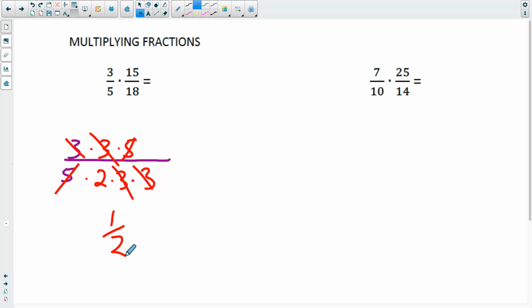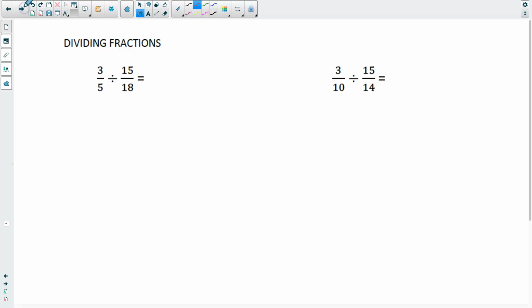When you are dividing fractions, what do you do? Keep, change, flip. So I'm not going to actually go through all of this. I'll write 3/5, and then I'm just going to go times 18 over 15. We would do the same exact process. We would write out the numbers that are there, cross off the like numbers on the top and the bottom, and then just multiply whatever's left over. So I'm not going to do that.